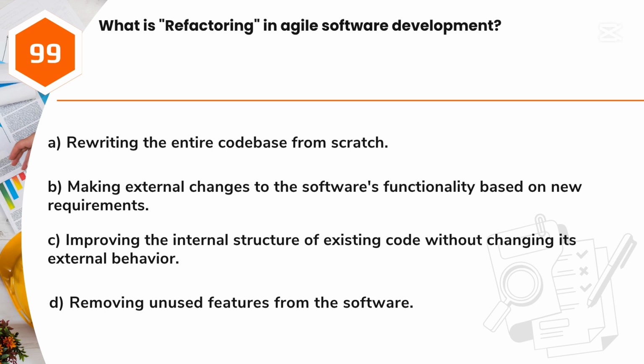Question 99. What is refactoring in Agile software development? A. Rewriting the entire code base from scratch. B. Making external changes to the software's functionality based on new requirements. C. Improving the internal structure of existing code without changing its external behavior. D. Removing unused features from the software.